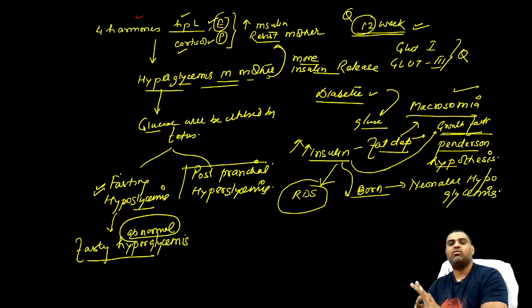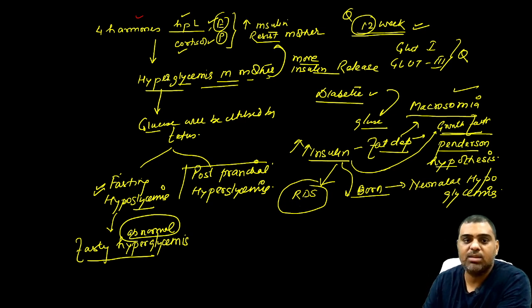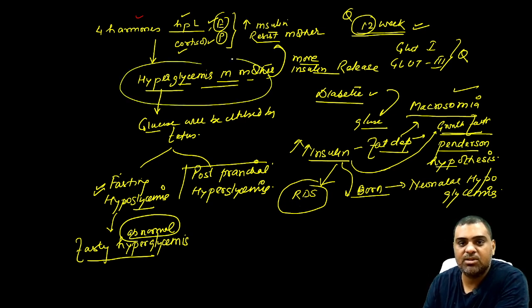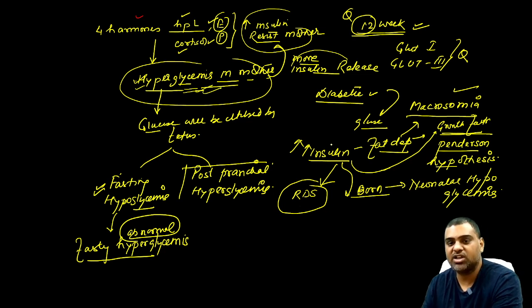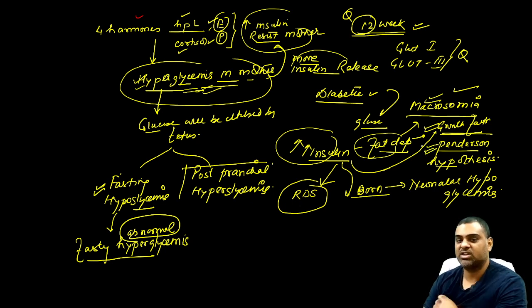So this is what you have to understand: all the culprit is in the mother. The hyperglycemia in the mother, and insulin release and insulin resistance in the mother, because of this hyperglycemia, this glucose is going to the fetus, and the fetus is increasing the insulin, which is causing the fat deposit leading to macrosomia, acting as a growth factor and causing increased growth of the baby by the Pedersen hypothesis.